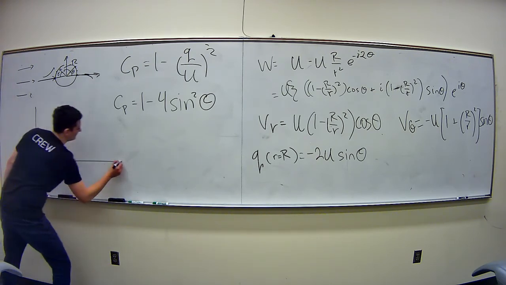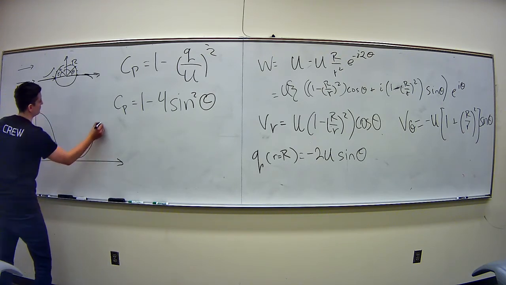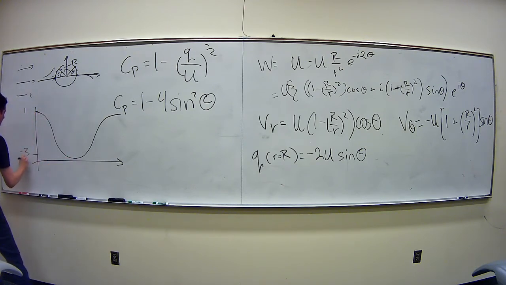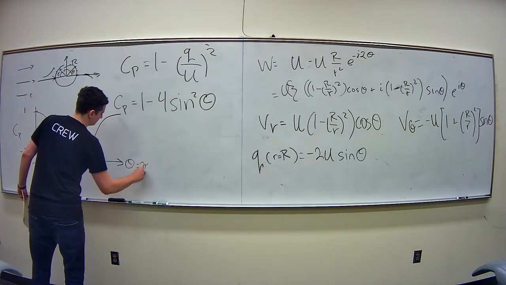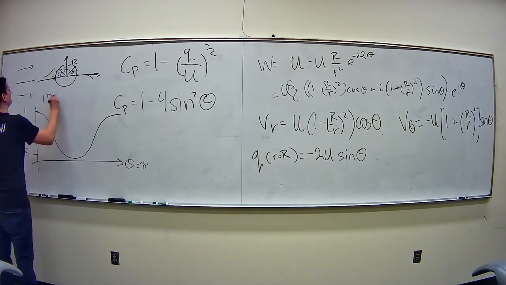Okay? And to end, this clarifies why you maybe saw this stupid graph and was like, I guess it just does that. I don't know. So this is 1, and it bottoms out at negative 3. Here is CP, and now here's this angle. Right? And this is for the ideal case.